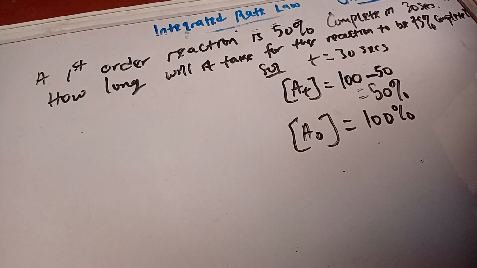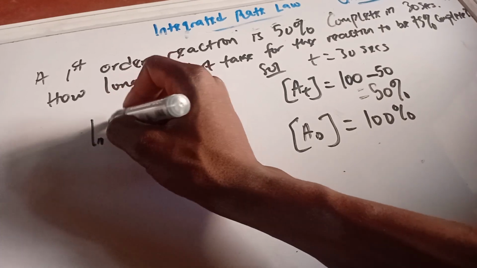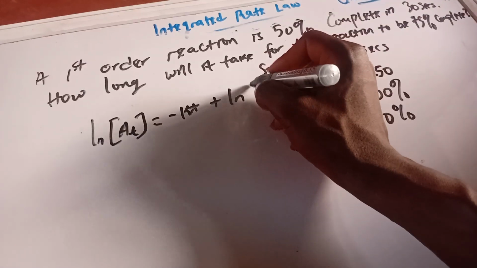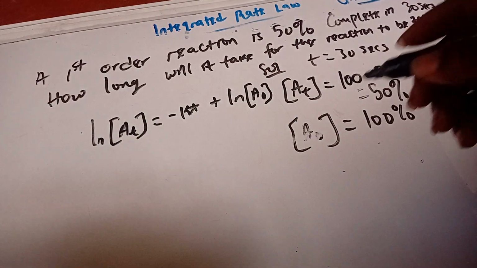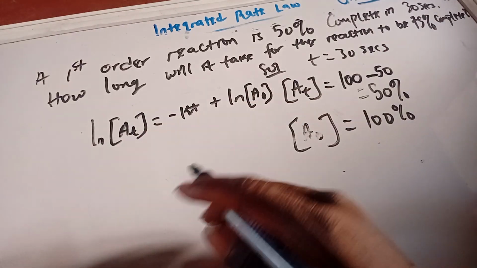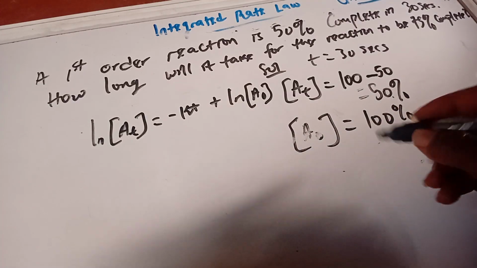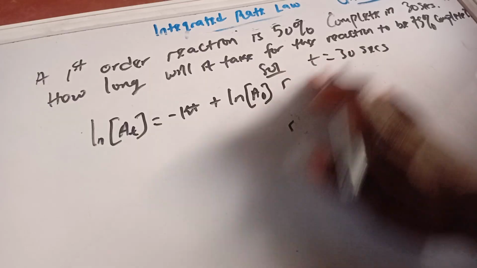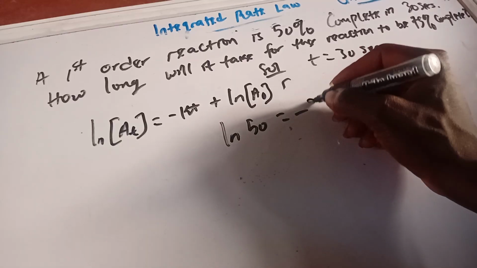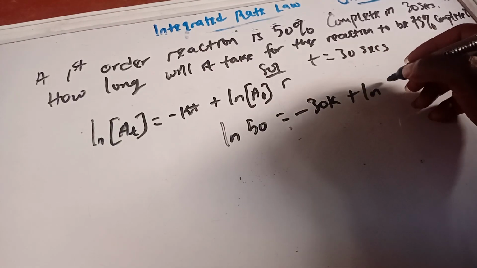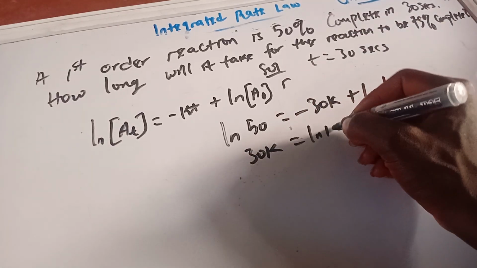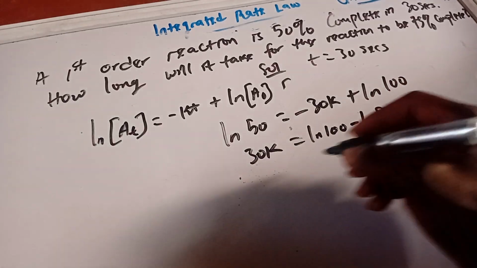So this is first order. The formula for first order is ln At equals minus kt plus ln A naught. At is the concentration at a time t, then the rate constant, time, and initial concentration. So what's our At? 50. What's our A naught? 100. So this gives us ln 50 equals minus, our time is 30 seconds, 30k plus ln 100. So here we have 30k. If it comes to the other side, it becomes positive, equals ln 100 minus ln 50, right?